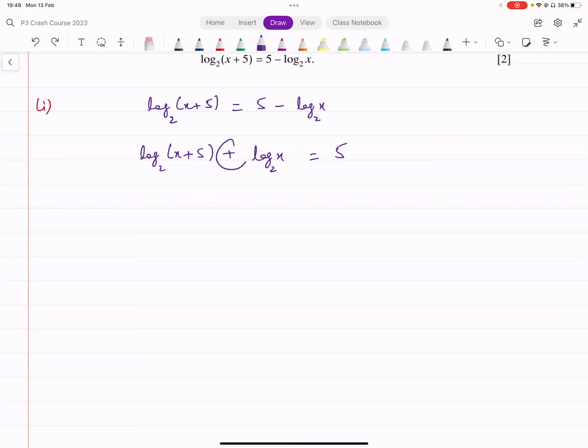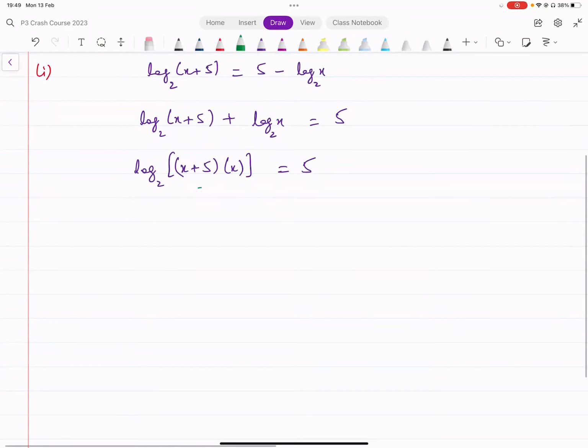You've got addition outside the log. So if you were to make it one single log term, it becomes multiplication inside the log. That's x plus 5 multiplied by x, and the base of this log is 2. So you've converted it to a single log. Addition outside, it becomes multiplication inside. On the other side, you've got 5.